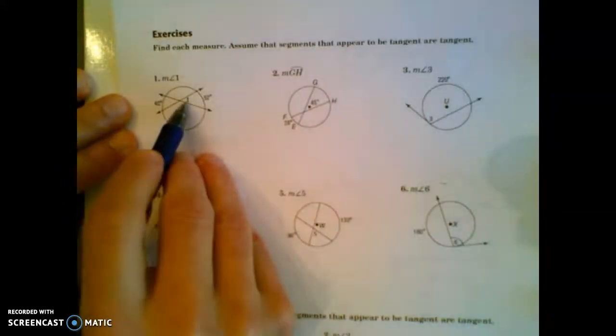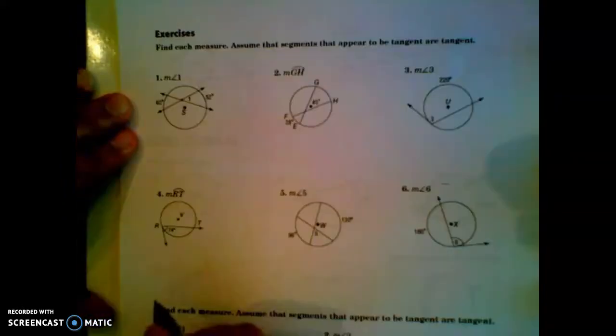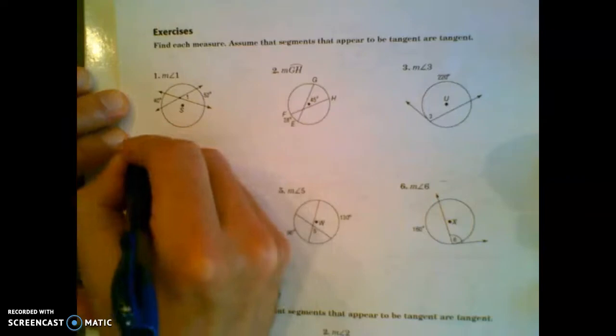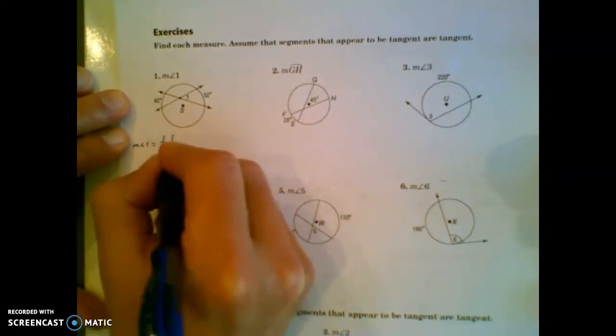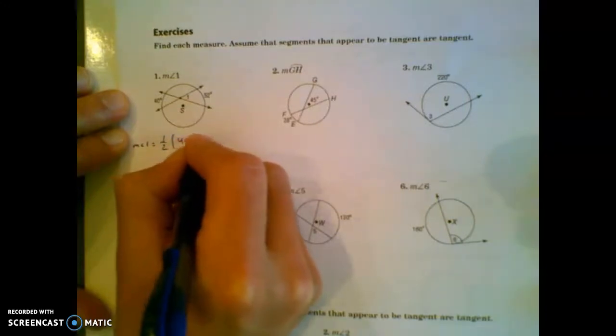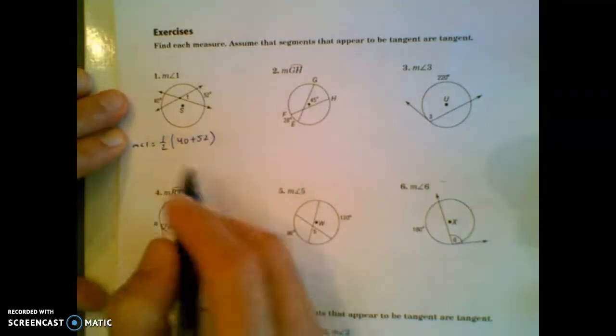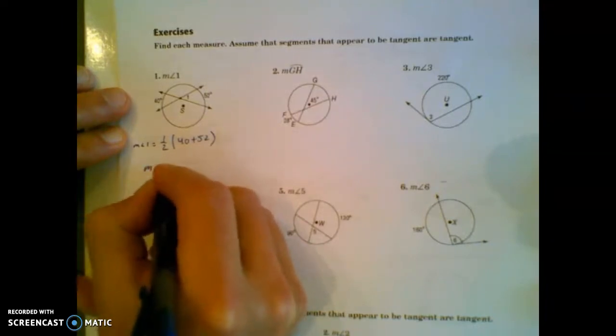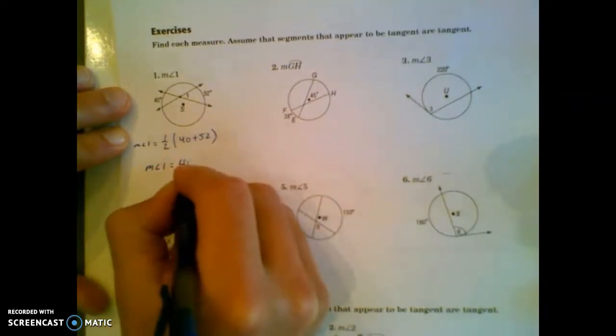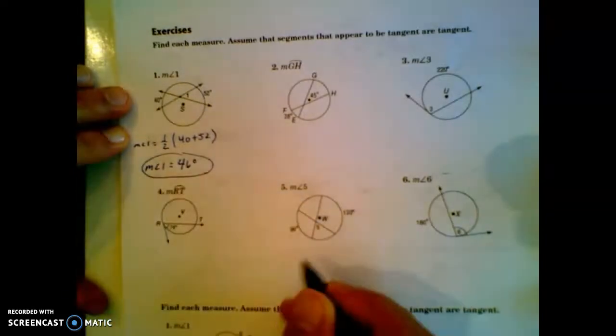All right, so here are some example problems. I'll get you started on a few of these. Let's see, number 1. I'm looking for the angle right there. The thing you want to notice is where that is. That's on the inside. So that means measure of angle 1 is going to equal half of the sum of the arcs, which I know are 40 and 52. So that's going to be what? 92. Half of 92 is going to equal 46. So that's a 46-degree angle.